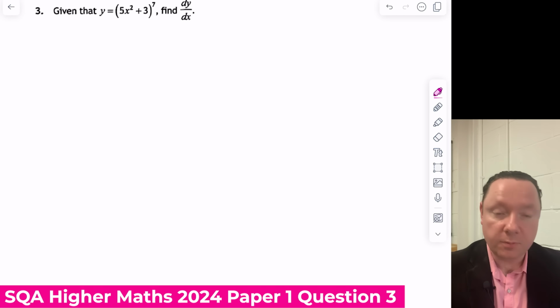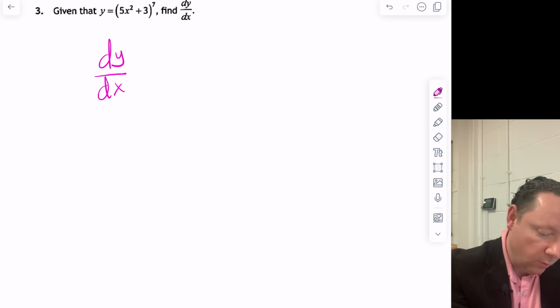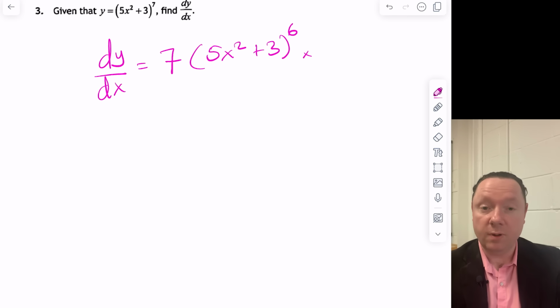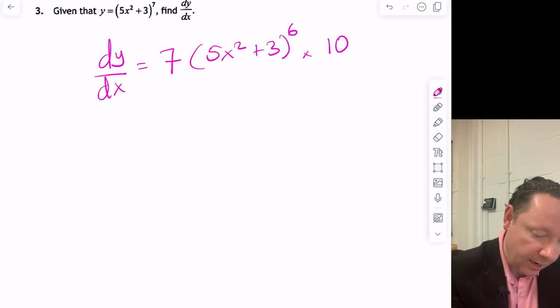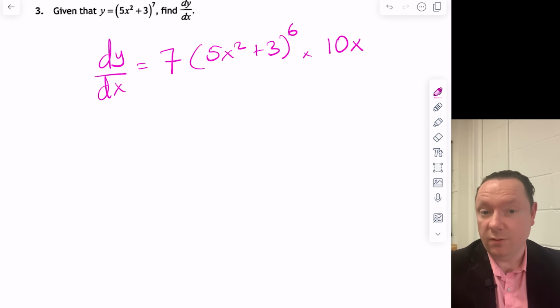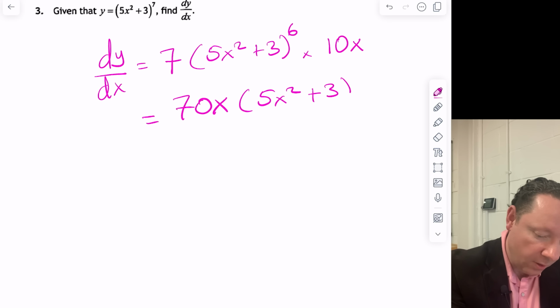SQA Higher Maths 2024, paper 1, question 3. y is (5x squared plus 3) to the 7. Find dy by dx. So this is the chain rule. So dy by dx equals, I'll take the 7 down, leave the function alone, 5x squared plus 3, and take 1 away for the power, that's 6. And then it times by the bracket differentiated. So 5x squared becomes 10x. 3 is nothing. So then that just equals 7 times 10 is 70x, (5x squared plus 3) to the power of 6.